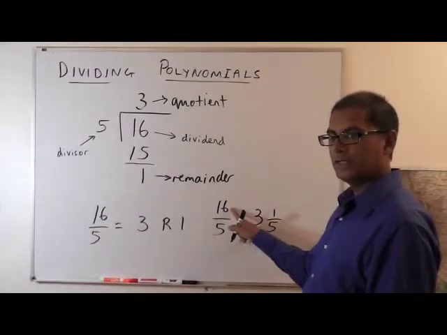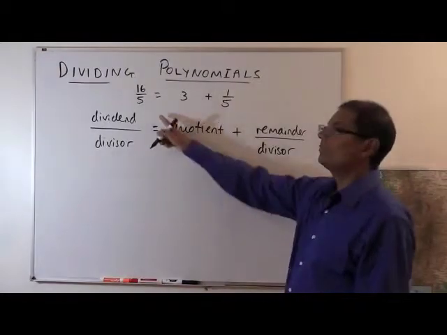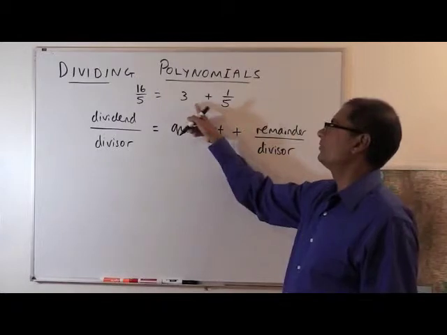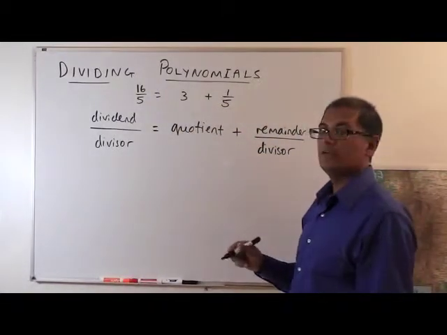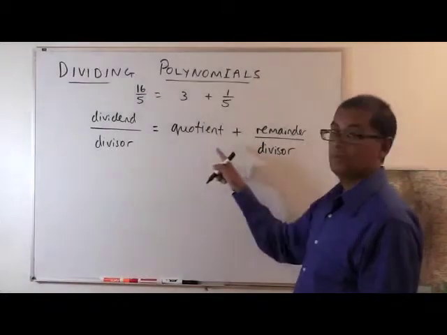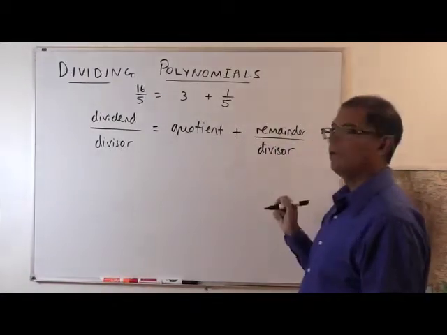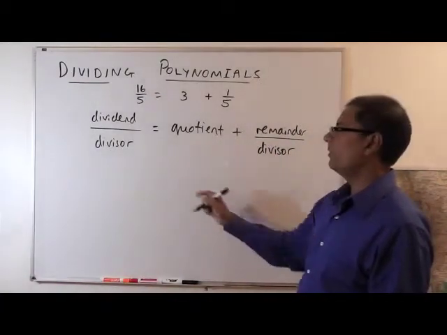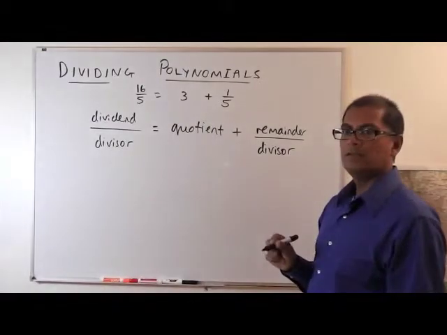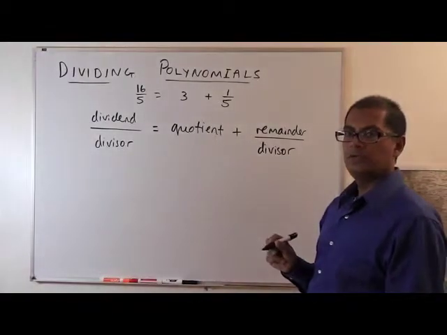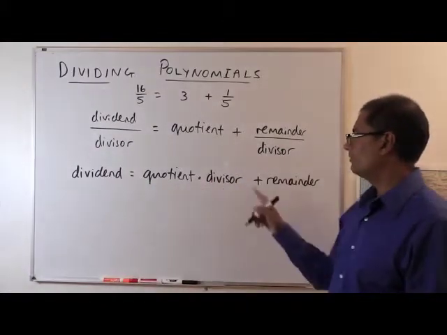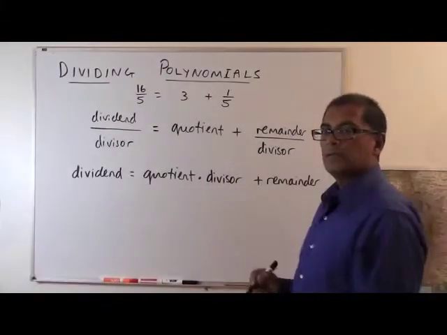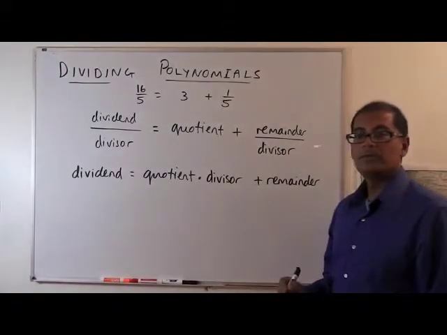So let's put this all together. So we had 16 divided by 5 is 3 plus 1/5. In other words, the dividend divided by the divisor is equal to the quotient plus the remainder over the divisor. Now if I multiply everything by the divisor, what we end up with is, the dividend is the quotient times the divisor plus the remainder. Now this is the basis of polynomial long division.